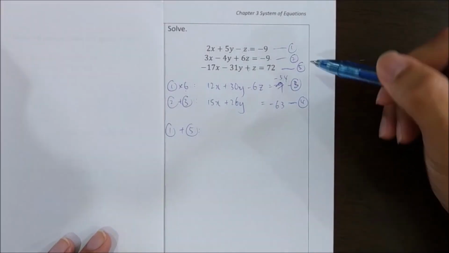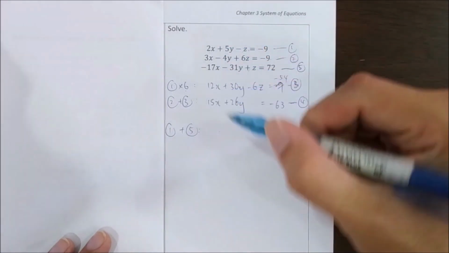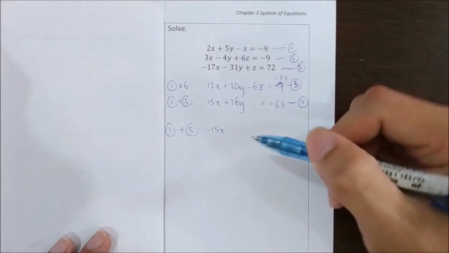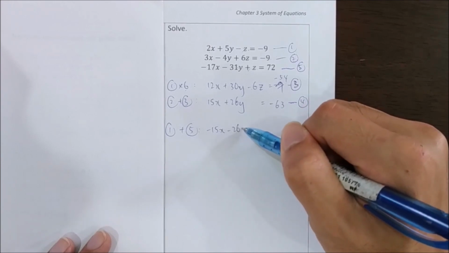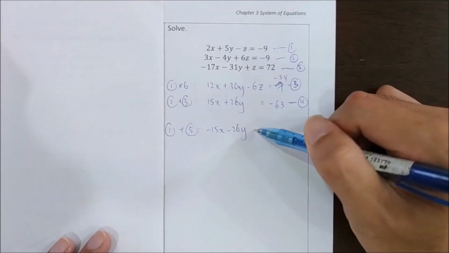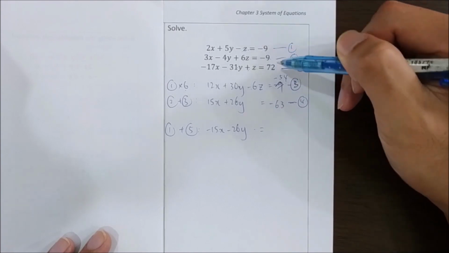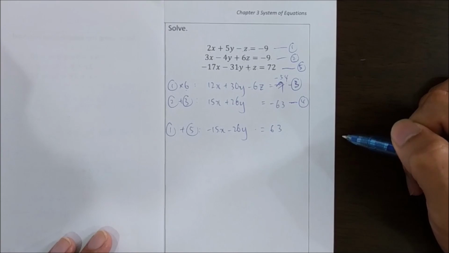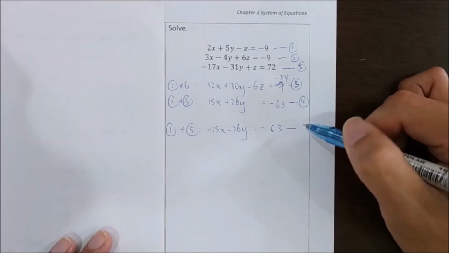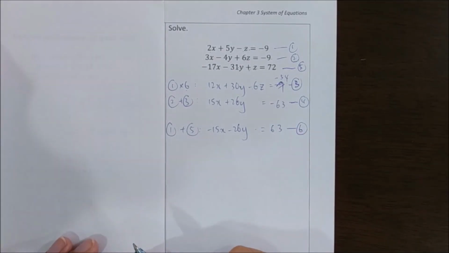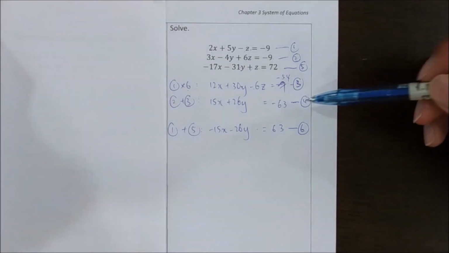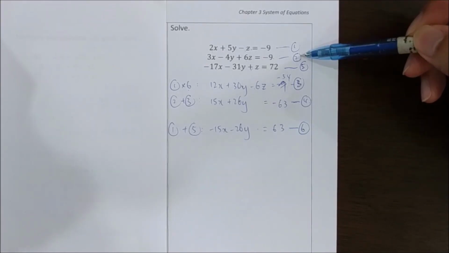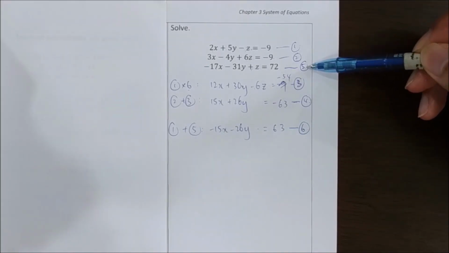So equation 1 plus equation 5, I get 2x plus -17x, I get -15x, 5y plus -31y, I get -26y, -z plus z equals 0, and -9 plus 72, I get 63, which I label as equation number 6. So we have another new equation with only variables x and y. Equation 4 here comes from equation 1 and 2, whereas equation 6 comes from equation 1 and 5.